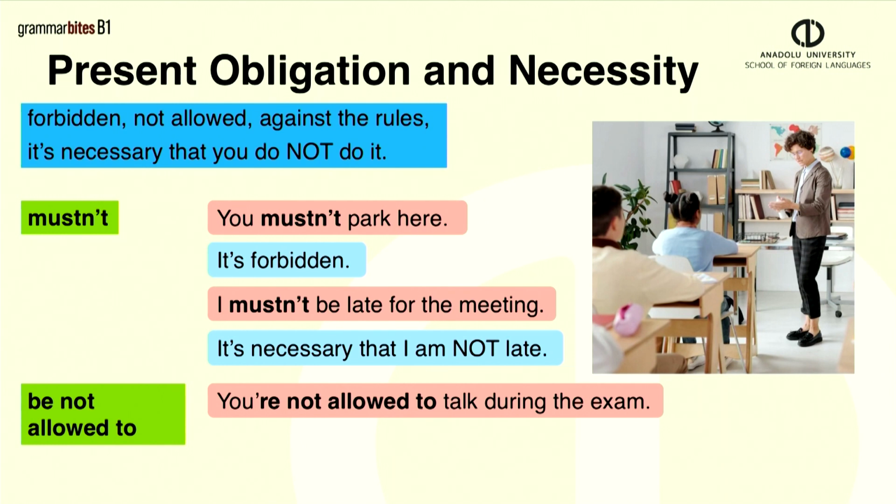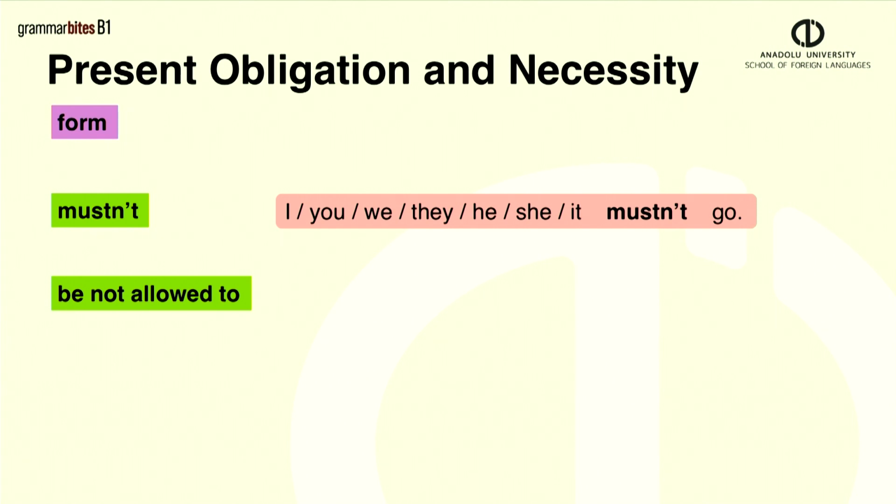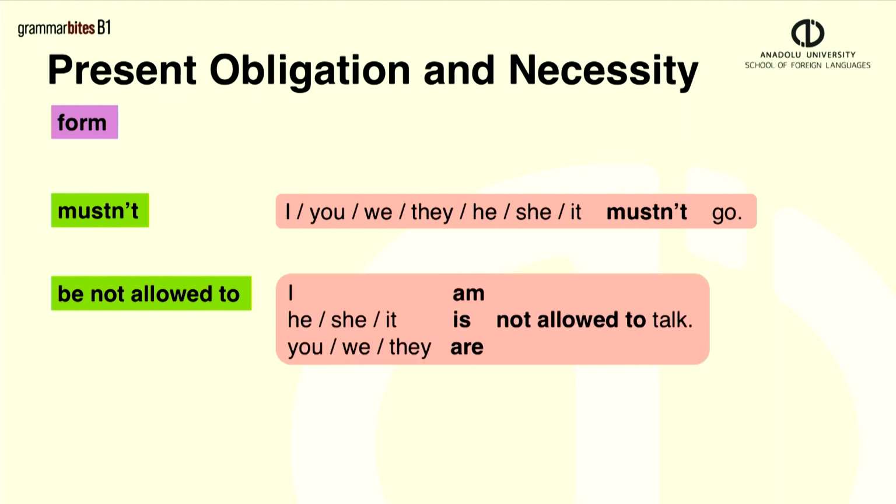You're not allowed to talk during the exam. It's against the rules. Mustn't is the same for all subject pronouns. I, you, we, they, he, she, it mustn't go. To form sentences with be not allowed to, we need to use am, is, are in the present form. I'm not allowed to talk. He is not allowed to talk. We are not allowed to talk.